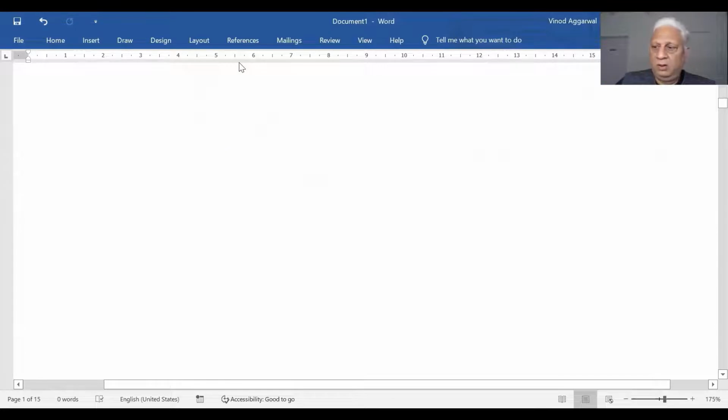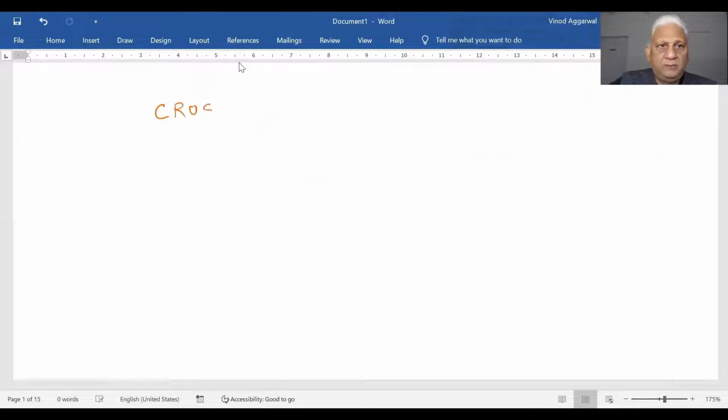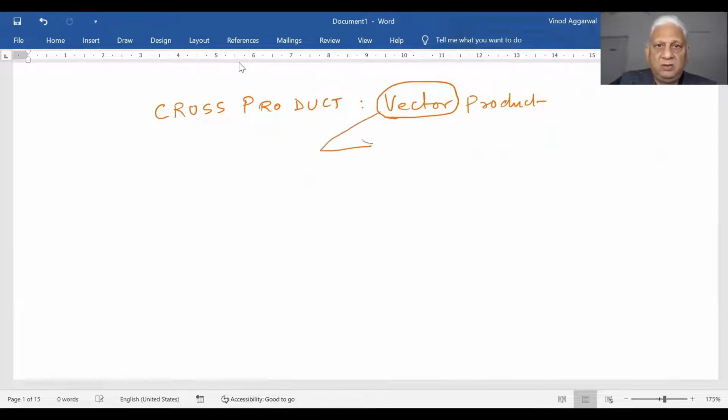Okay. Now we come to the second type of multiplication, which is called cross product. It is also called vector product. Now, as the name vector suggests, you must be immediately saying, yes, it is a vector. So it will have two components, right? One will be its magnitude, and second will be its direction. Okay.